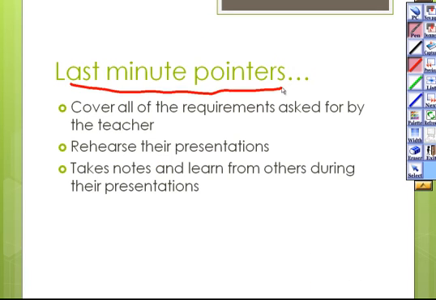Last minute pointers. I remind students to cover all of the requirements asked for by the teacher, and if they can't find all the answers, they have me as a resource to help them with some leads, and if I don't have the answers, they have me to be a liaison to the professor to help them find those answers. Second, I tell students that it's very important to rehearse their presentations, and I actually give them opportunities during or after class, during lab hours, to rehearse their presentations in front of maybe a small group of friends.